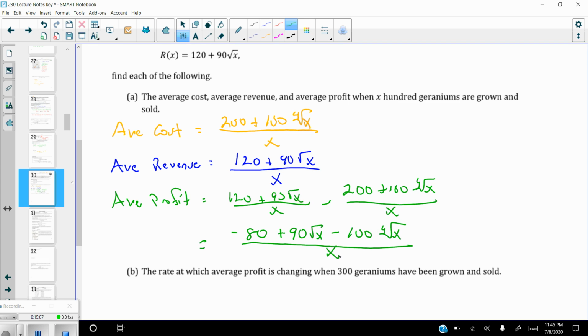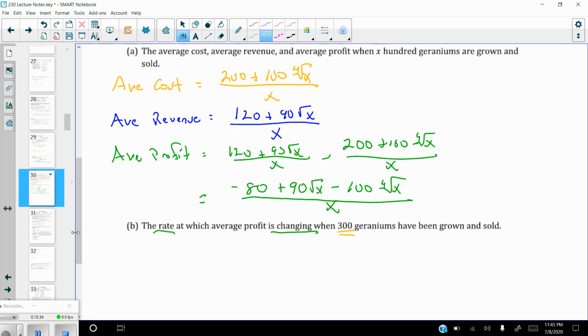So when it's asking us for the rate of change, we are talking about a slope. And when we talk about the slope of something, because we want it at a specific value, they're actually telling us here we want it at that value. So it's at one particular point. That's an instantaneous rate of change, which is a derivative. So we need to take the derivative of the average profit function.